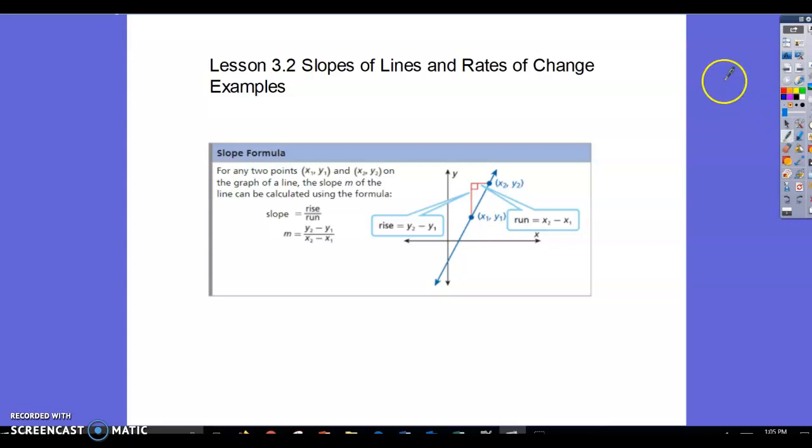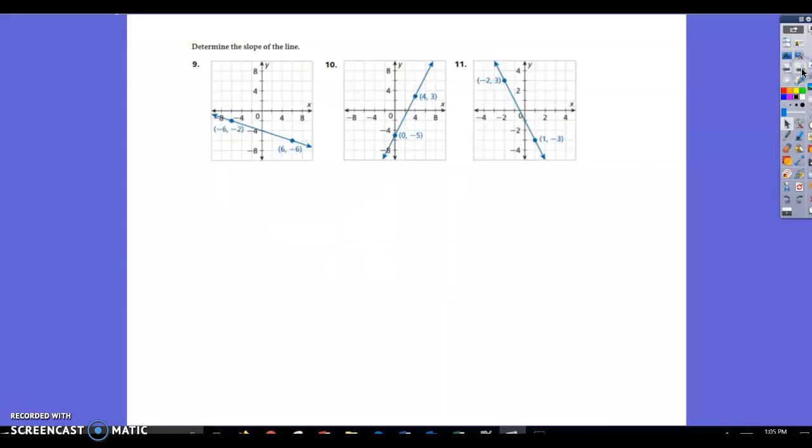So let's look at just the definition of slope. For any 2 points on the graph of a line, the slope m of the line can be calculated using the formula. So there's two formulas. Slope is rise over run. And you can see here, rise is the difference in your y's, and run is the difference in your x values. And that is also using 2 points: y2 minus y1, again your difference in your y's, over x2 minus x1. So let's look at a couple examples using this formula.